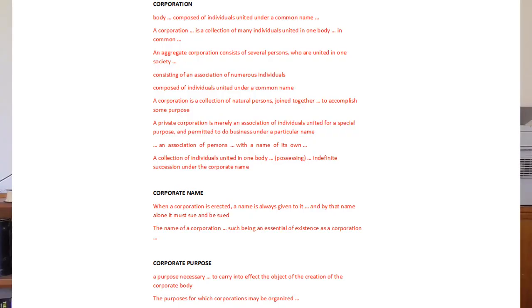I think there's some commonalities there, which I want to draw out in a second, but we'll just do corporate name. When a corporation is erected, a name is always given to it, and by that name alone, it must sue and be sued. The name of a corporation, such being an essential of existence as a corporation. And corporate purpose. A purpose necessary to carry into effect the object of the creation of the corporate body. The purposes for which corporations may be organised.